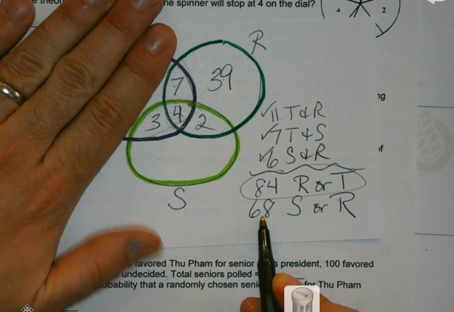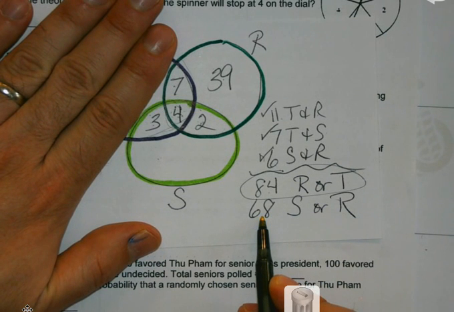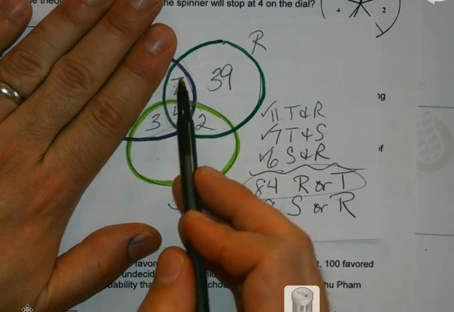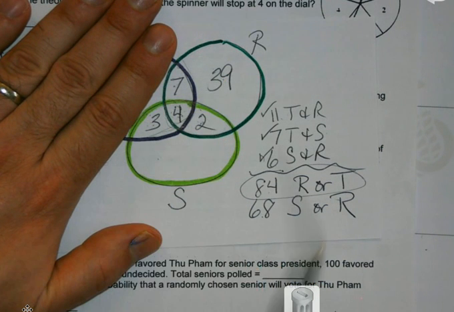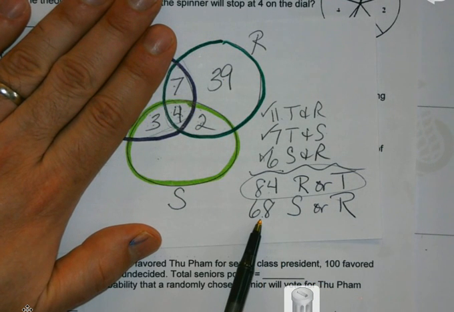68 play soccer or rugby. And I'm going to do the same process that I just did here. So I got 10, 14, 16. I have 55 accounted for already. There's 68 total. How many do I have left? 13.